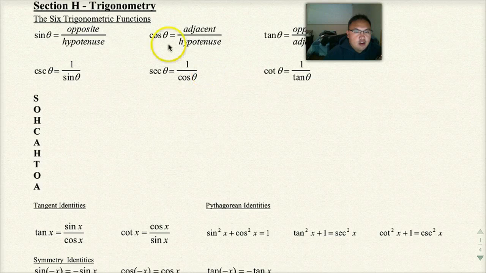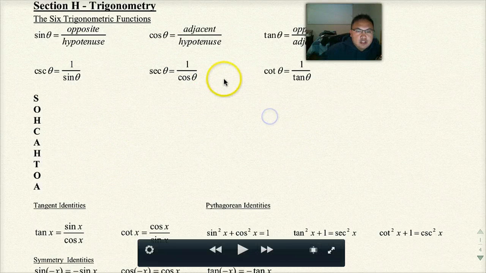So first of all, you should know the 6 basic trig functions. We have sine, which is opposite over hypotenuse, cosine, adjacent over hypotenuse, and tangent, opposite over adjacent. Usually it's taught with this mnemonic device, SOHCAHTOA, which means if you ever forget, sine is opposite over hypotenuse, cosine is adjacent over hypotenuse, and tangent is opposite over adjacent. So that's how you remember the 3 basic trig functions.